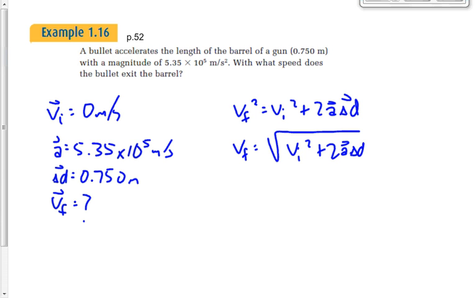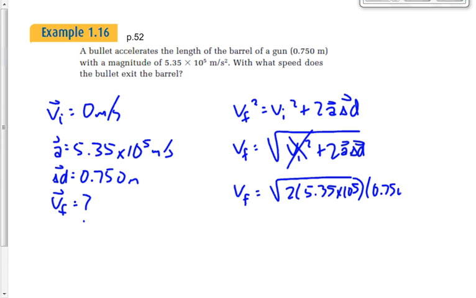Now I'm going to cross this off because VI is 0. 0 squared is 0. 2 times 5.35 times 10 to the 5 times the displacement of 0.750. I get 895 or 896. Anybody else get that? Anybody else get 896?